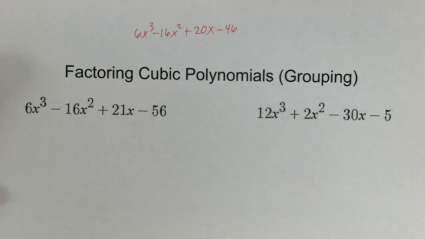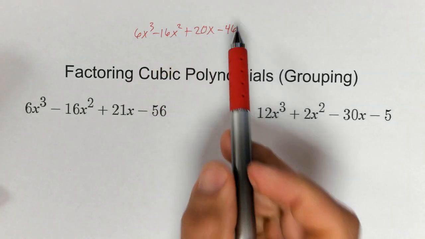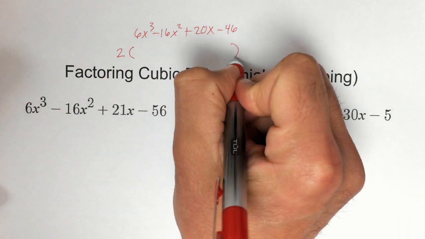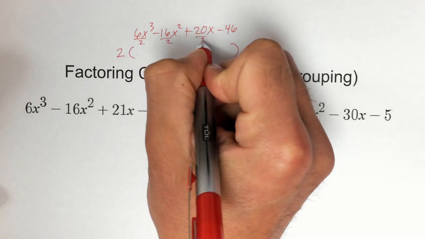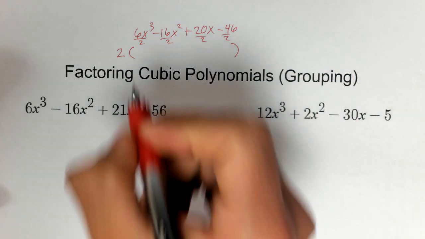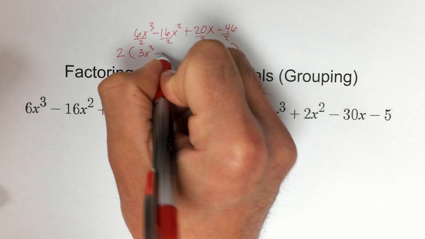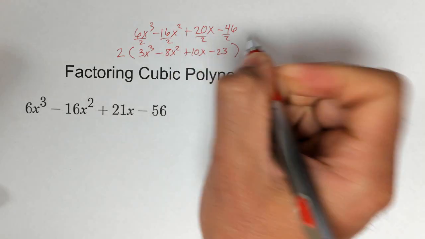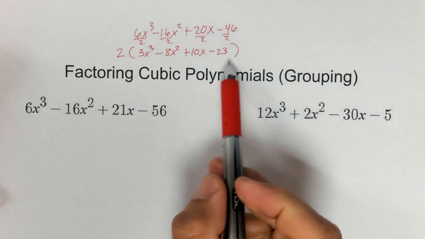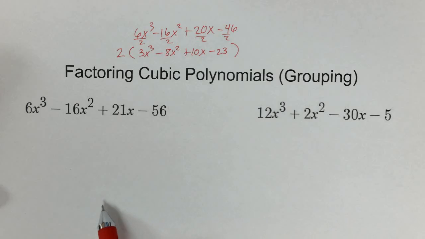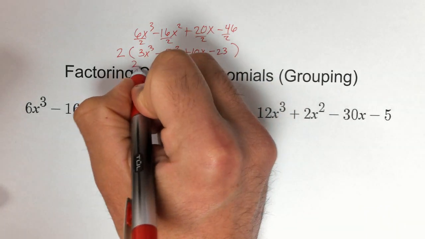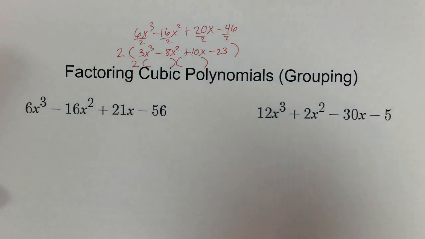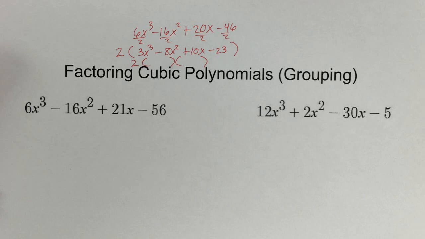If this was the problem, and they're all divisible by 2, the way that I would approach this problem is that I would first factor out a 2. Divide everything by 2 to simplify the problem. I would be left with 3x cubed minus 8x squared plus 10x minus 23. And then I would solve the inside of the parentheses like I would do these problems. And then my answer in the end would just have a 2, and then my 2 factors that I would be finding. Just in case you see something like that in the future.